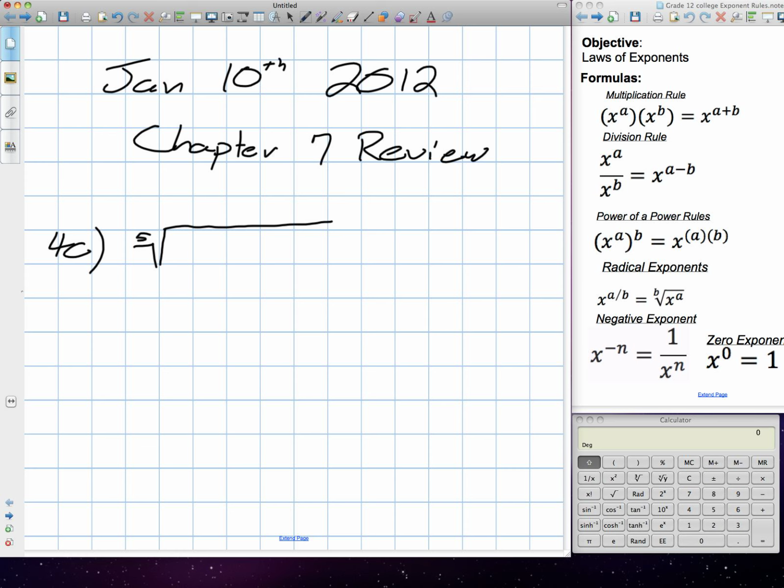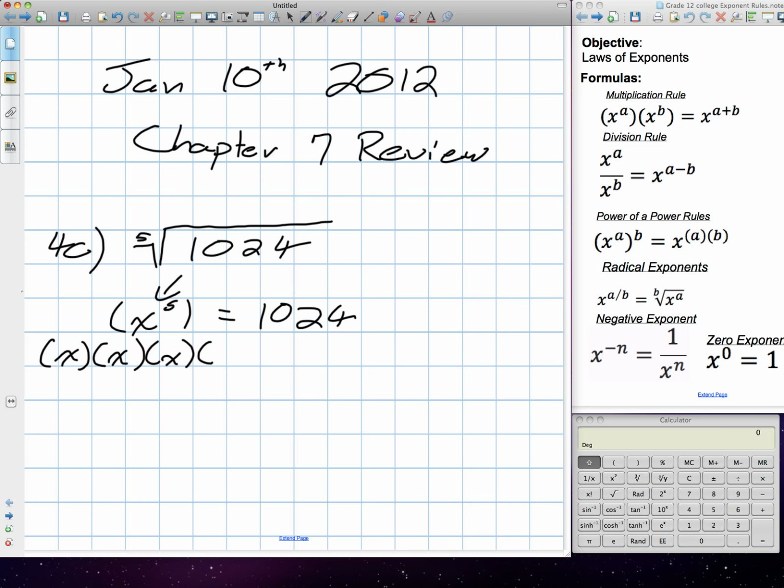So it says the fifth root of 1024. So what they're looking for is some number to the fifth will be equal to 1024. Or in other words, you multiply that number 5 times by itself, it will give you 1,024. Okay? That's the general idea behind a radical.